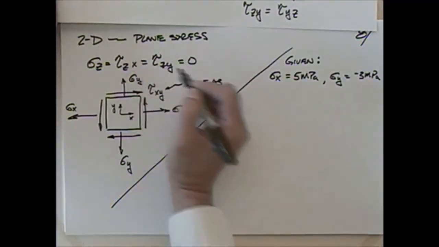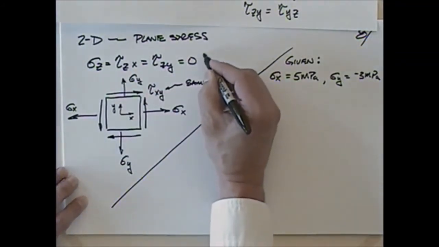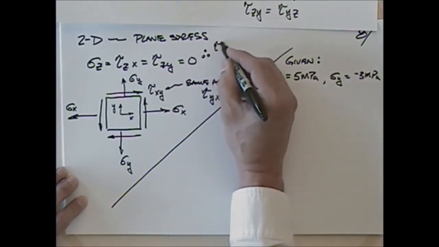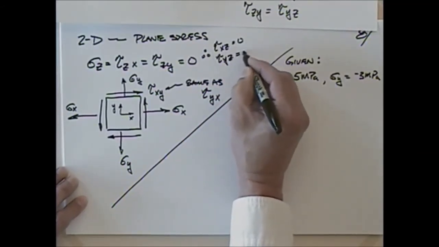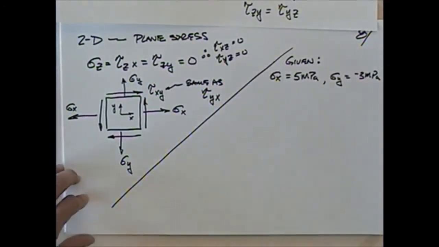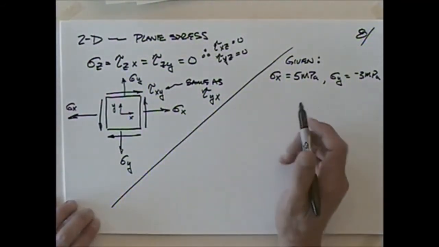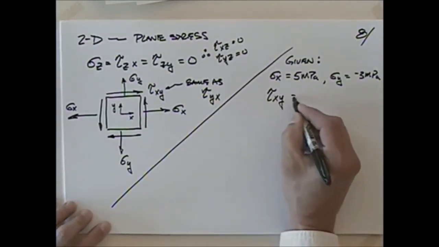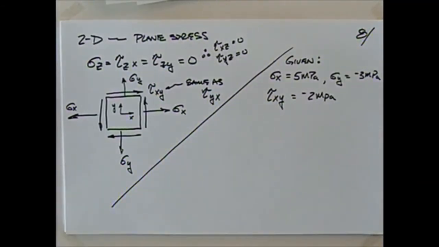Yeah. I mean, so I could go further with this if I wanted to. Therefore, with this statement here, we would understand that tau xz is equal to 0 and tau yz is also equal to 0. Good? So I got sigma x and I got sigma y defined, and we'll say tau xy is equal to minus 2 megapascals.